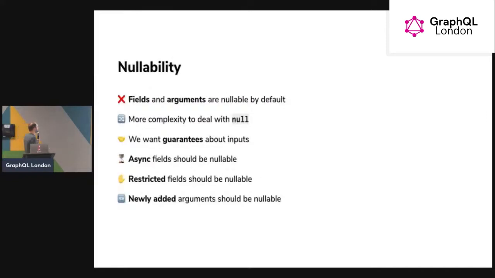Nullability, of course, is always a topic in most programming languages. But in GraphQL, fields and arguments are both nullable by default, which is annoying because it's more complex; you get more complexity to deal with null all the time. If you design a proper schema, or any API really, please avoid nullability if you can. Of course, if there's a reason why it could be null, then by all means make it nullable. But we really would like to get some guarantees, especially about inputs. If you have a mutation that takes arguments, by all means make those arguments non-nullable.